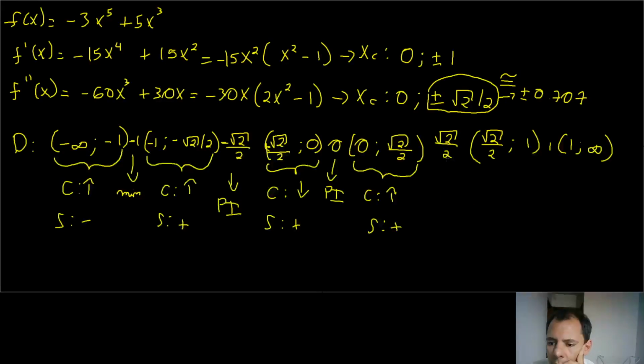Now here, you have a point of inflection. How do I know that? I know it's a point of inflection because it's square root of 2 divided by 2. At square root of 2 divided by 2, the second derivative is 0, but the first one is not. So it has to be a point of inflection. If it's a point of inflection, that means here you have a concavity down.